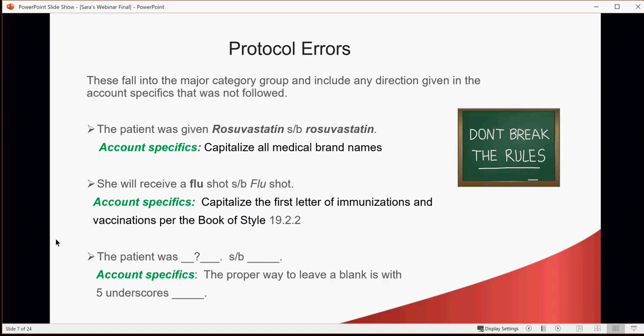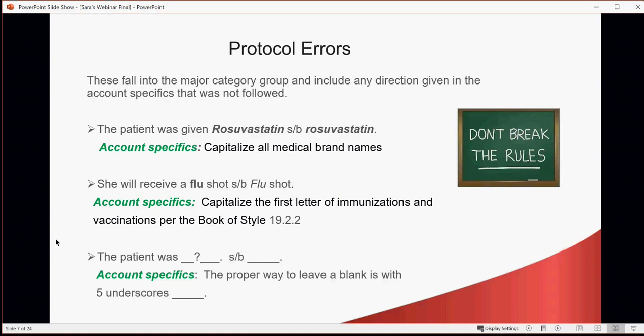So here are the protocol errors. These fall into the major category group and include any direction given in the account specifics that was not followed. The patient was given Rosuvastatin. It should be rosuvastatin with a lowercase r. Account specifics says capitalize all medical brand names. Rosuvastatin is not a brand name and therefore should not be capitalized.